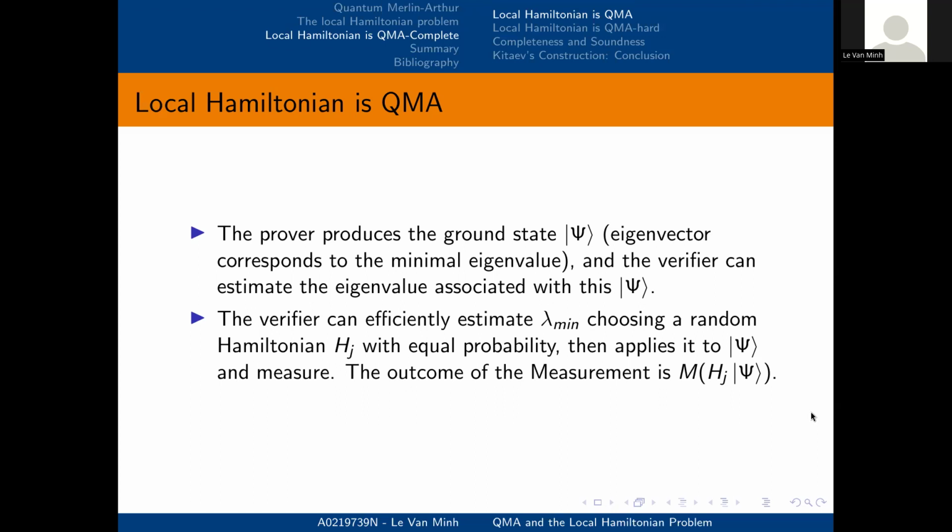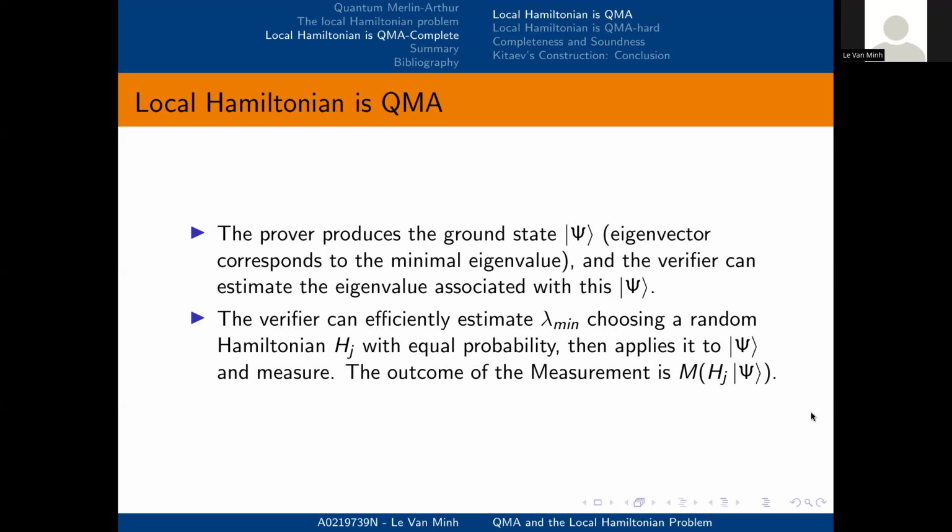The verifier can efficiently estimate λ_min by choosing a random Hamiltonian term Hj with equal probability 1/m, applying this observable to the ground state psi, and then measuring.